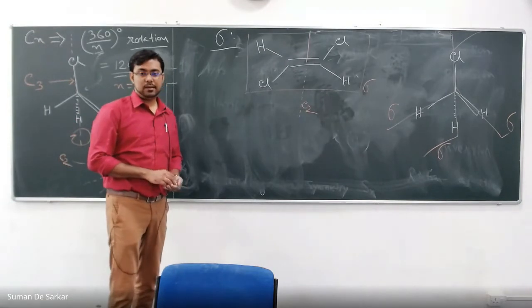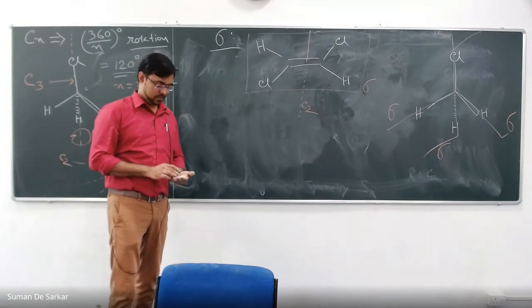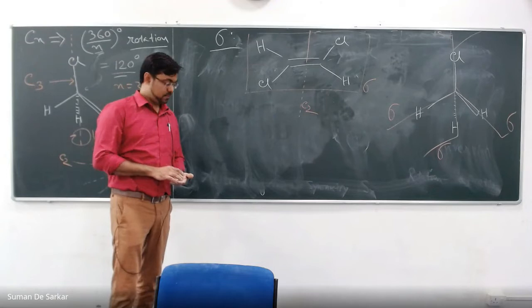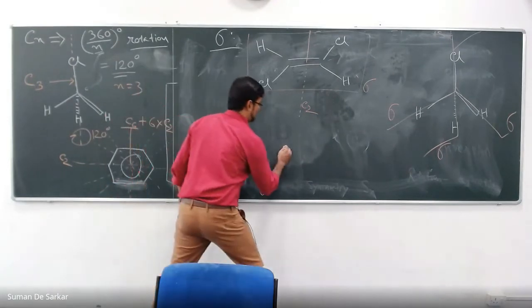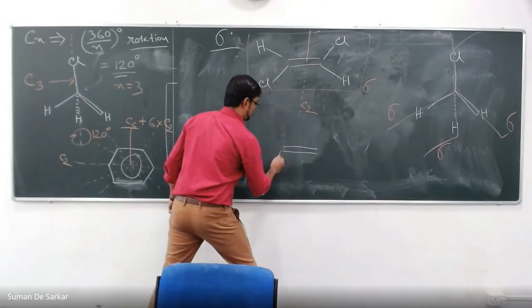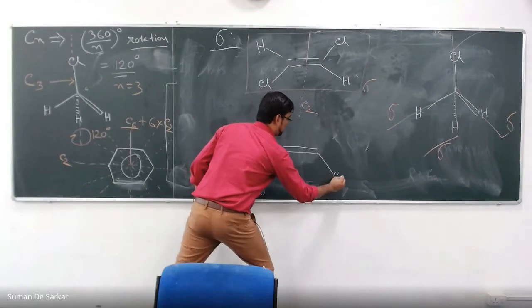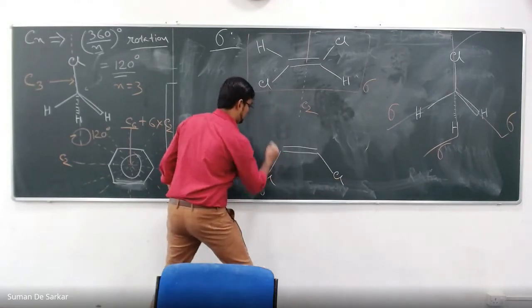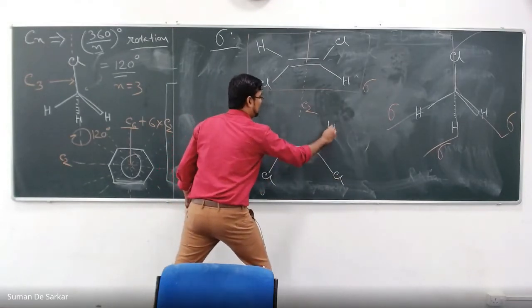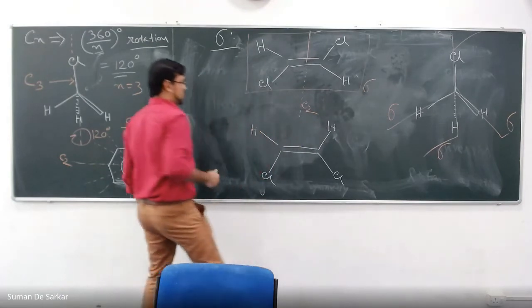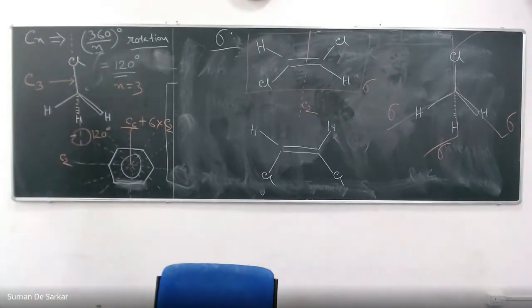Is there any axis on the plane? Okay. What about this? We'll discuss whether it's on the plane or not. The other brother of this molecule, the geometrical diastereomer, cis this time, cis-dichloroethene. Previously it was trans, this is cis. Can you please comment on the axis?